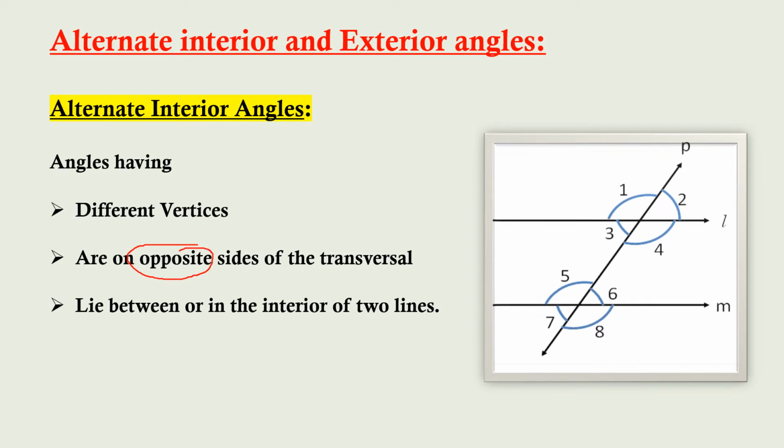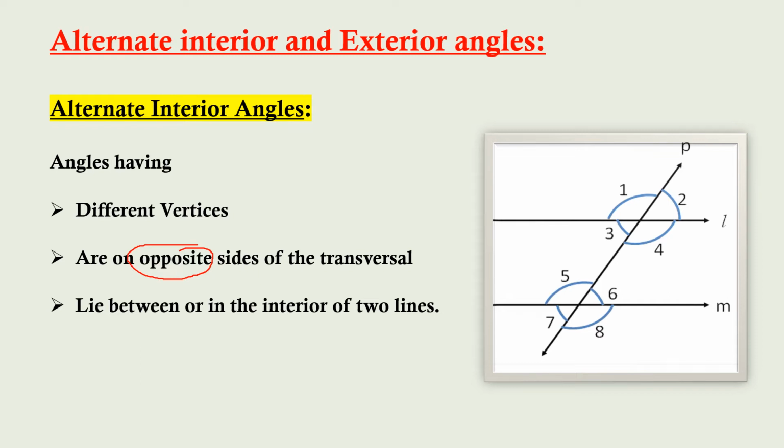अब corresponding में हमने किया था they should be on the same side. Alternate में हम करेंगे they should be on the opposite side. Means अगर one right में है तो दूसरा left में होगा. अगर वह एक लाइन के ऊपर है, ठीक है, तो दूसरा, let's check. Okay, and the next third one is they will lie between or in the interior of two lines.